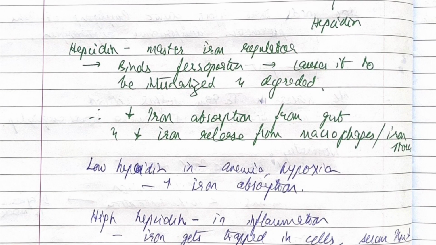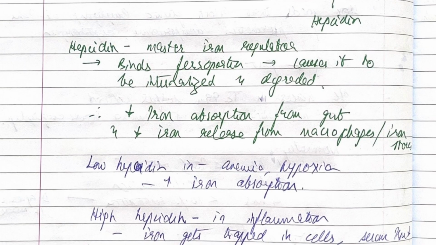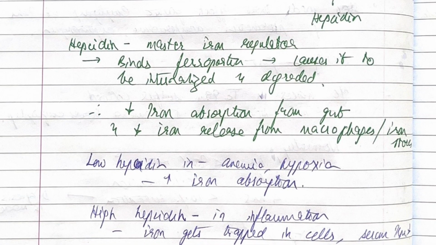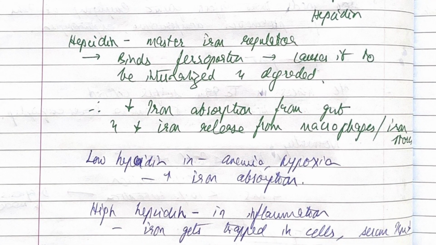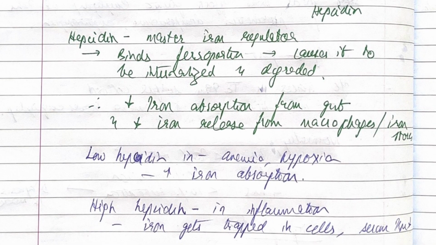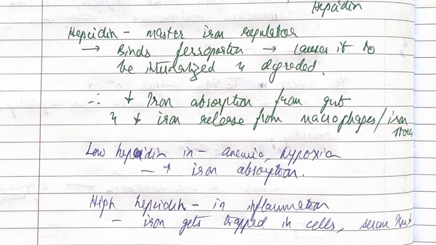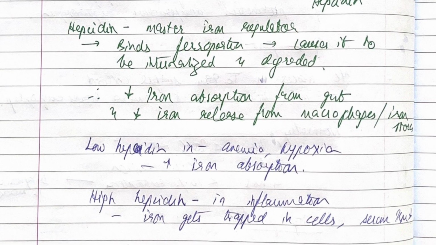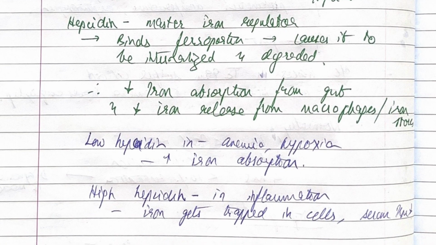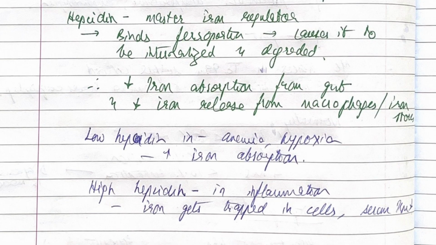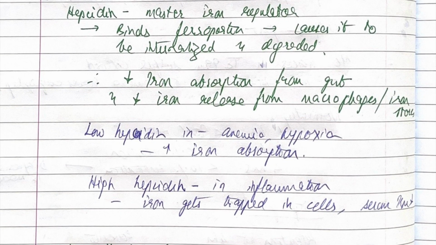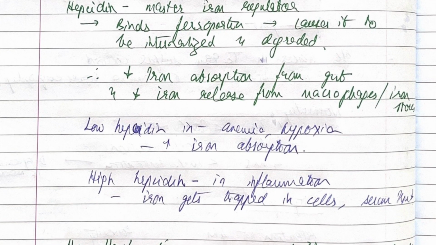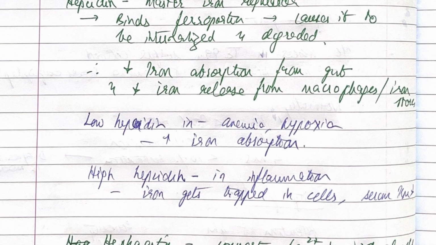So what is the function of hepcidin? This is the master iron regulator. It binds ferroportin and it causes it to get internalized and degraded. It decreases the iron absorption from the gut, and it decreases the iron release from the macrophages and the iron stores. So what is the regulator of iron in the body? It's hepcidin.